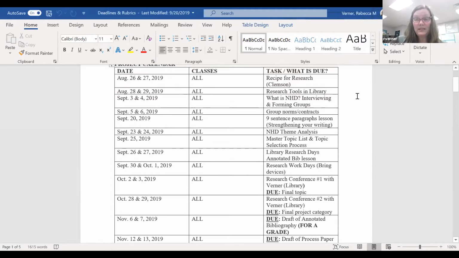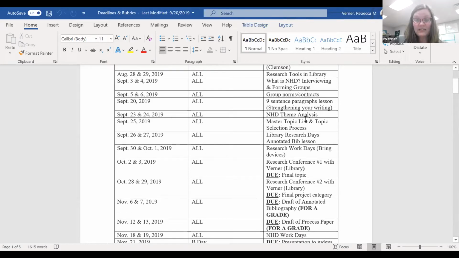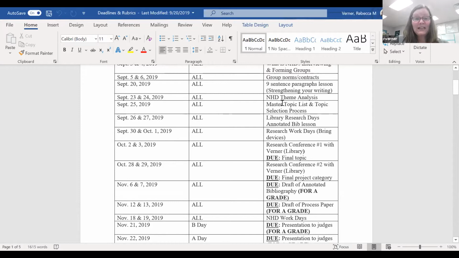Because I do this as part of a class project, this will count as 4, maybe 5 different summative grades. Let's see, so the group contracts, strengthening your writing. I collaborate with the literacy teachers here. We will analyze the theme. What does that mean, debate and diplomacy? What are we talking about?